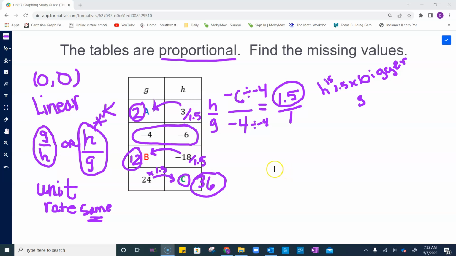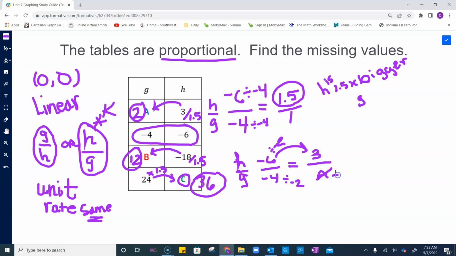You may not have worked it out that way. You could have just taken the ratio -6 to -4 and set up equivalent fractions with your missing values. So I did H to G again. That's just because it's my habit. I like to do the dependent over the independent. And if I do that, then it's 3 to A. And you could say, hey, what did I divide -6 by to get to 3? We divided by -2. So I have to divide that by -2, and I get A equals 2.